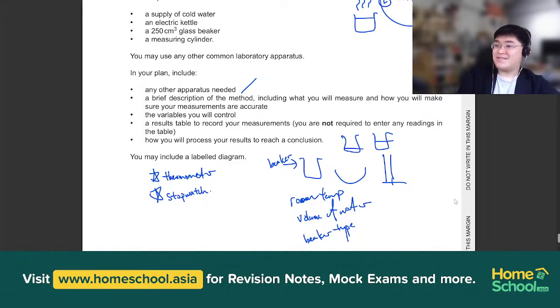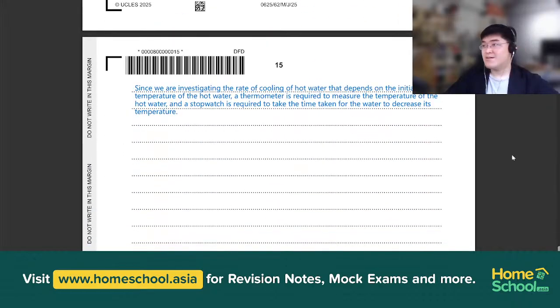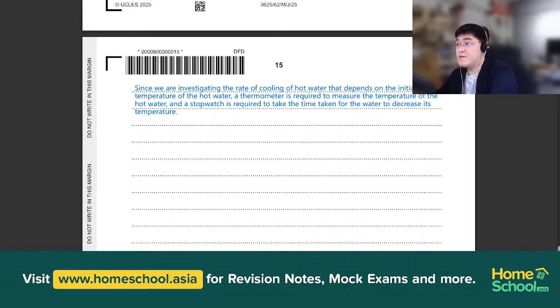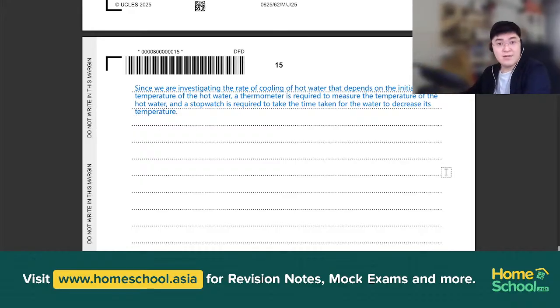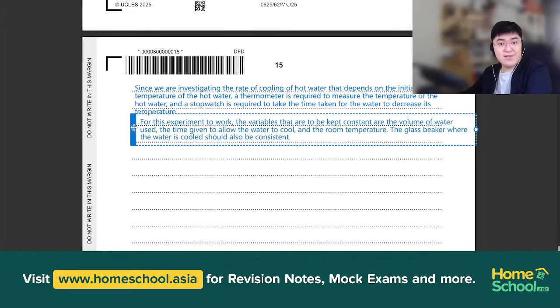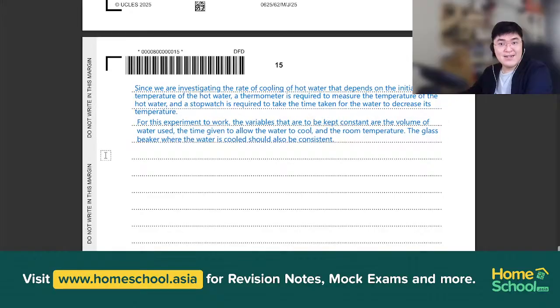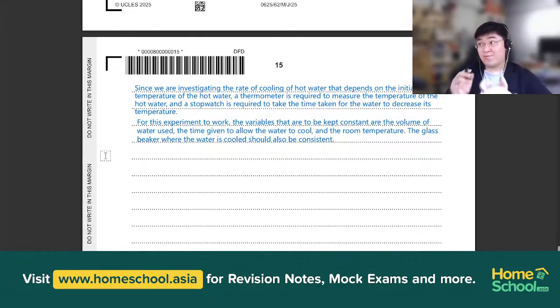Okay, so let's write that down. For this experiment to work, the variables that we must keep constant are the volume of water used, the time given to allow the water to cool, and the glass beaker where the water is cooled, which should also be consistent. So these three things we want to keep constant.